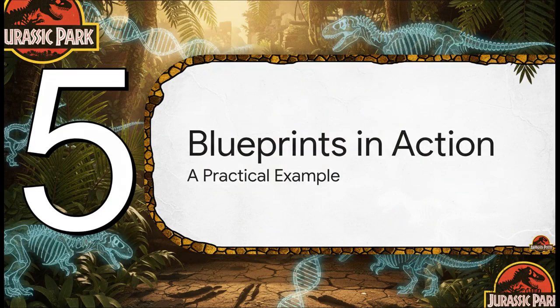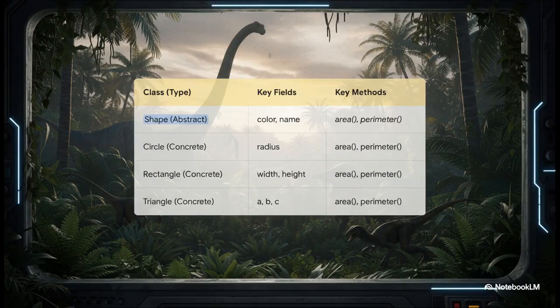All right, enough with the theory, right? Let's see how all these pieces, the blueprint, the rules, that unbreakable contract, all come together in a real, practical example. So here's our setup. Up top, we've got our abstract shape blueprint. It says that any real shape has to have a way to calculate its area and its perimeter. Then, underneath, you see our concrete classes: Circle, Rectangle, and Triangle. Each one of them follows the blueprint and provides its own unique formulas to fulfill that contract.